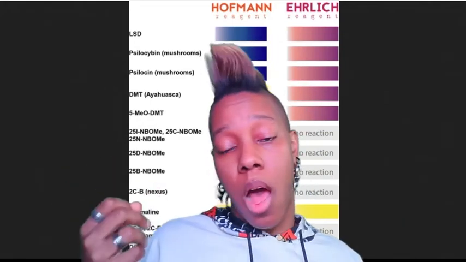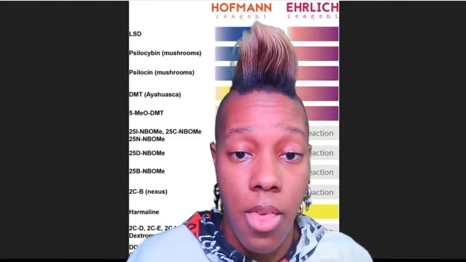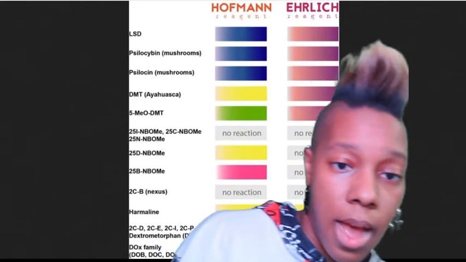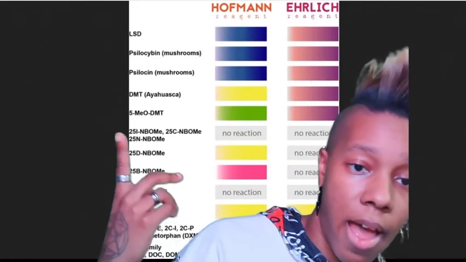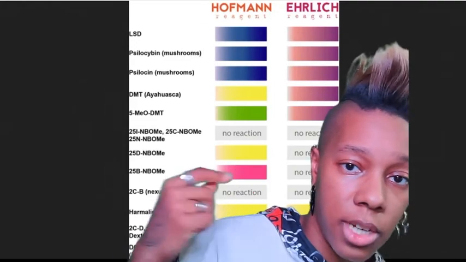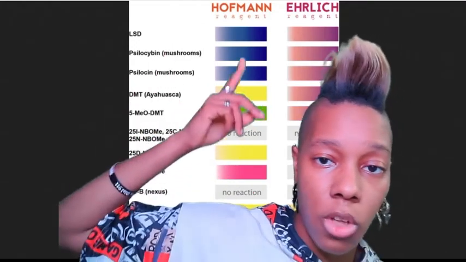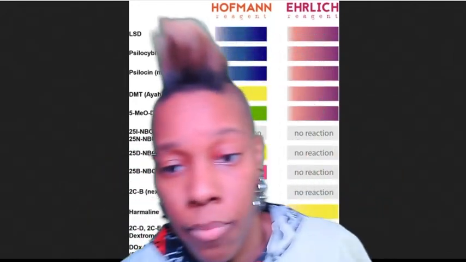So a really common application of using the Ehrlich reagent is to test for LSD. There are some things that don't test at all on an Ehrlich reagent, which, as you can see here, the 25 series of drugs have no reaction. Every other thing that's a tryptamine and indole has a reaction. It all turns to the same purple color.